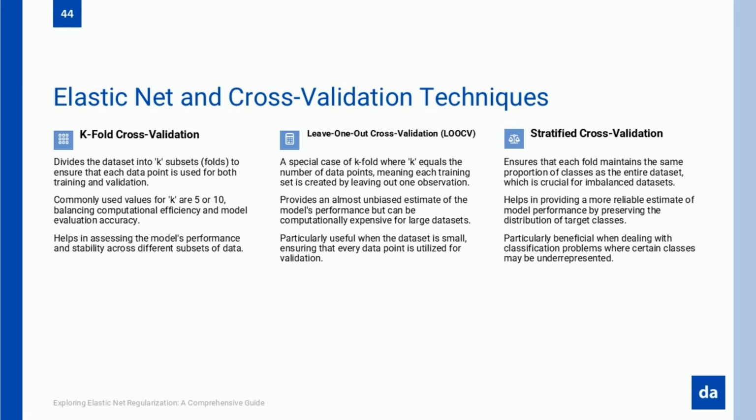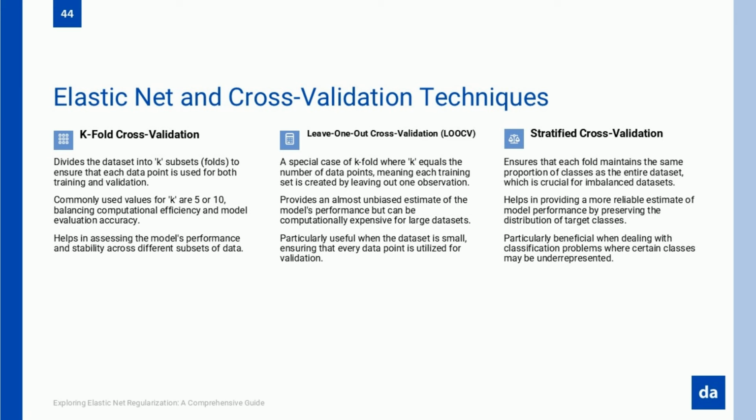Cross-validation is also essential for hyperparameter tuning. Instead of testing different lambda, regularization strength, and alpha, L1-L2 mix values manually, we can automate this process using grid search or randomized search to systematically identify the best combination of hyperparameters. At the end of the day, cross-validation isn't just a best practice. It's an essential step in ensuring that Elastic Net models are stable, reliable, and ready for production use.